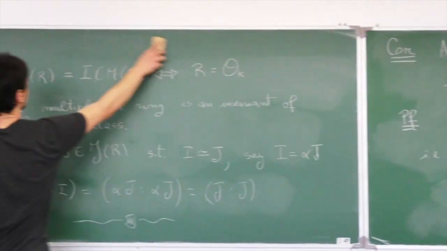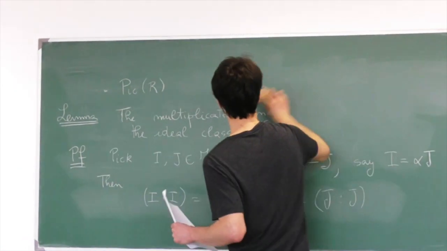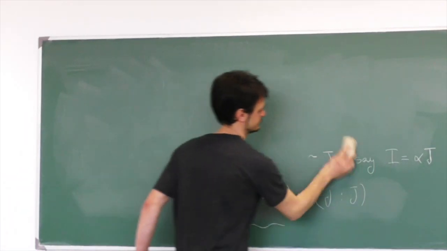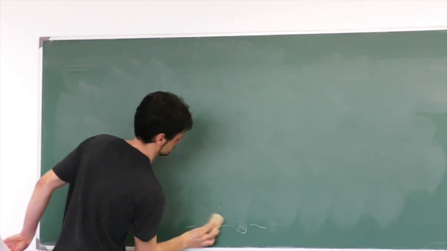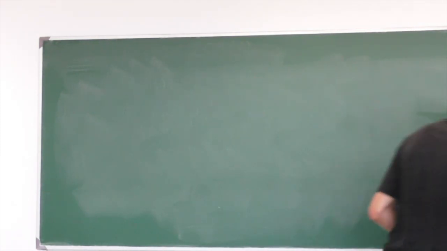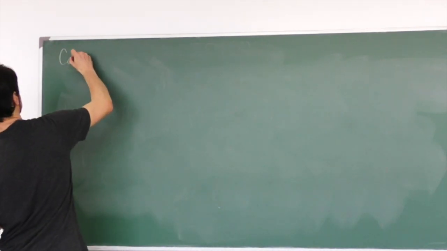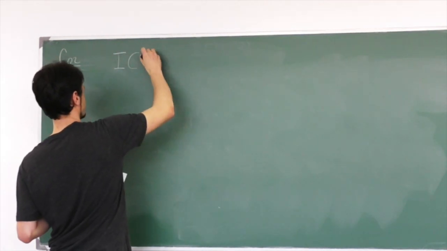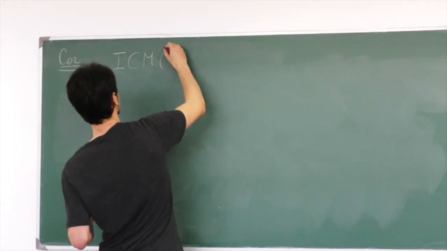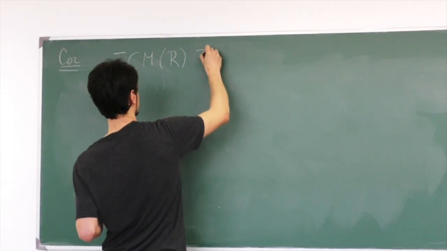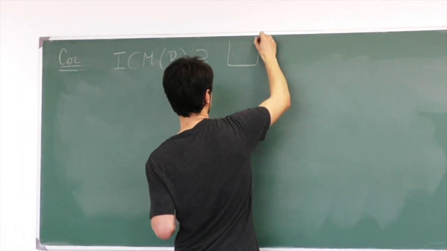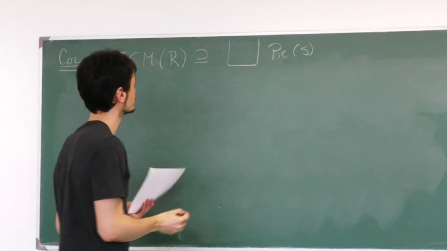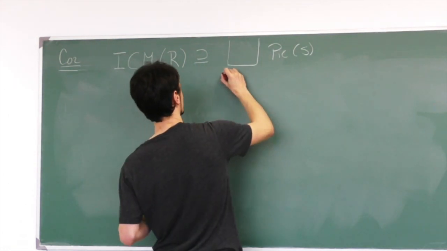Now, let me give you another consequence of this lemma in terms of ideal classes. So we have seen that the Picard group of an order is a subset of the ideal class monoid of R, but we can actually generalize this statement, and we get that the ideal class monoid contains the disjoint union of Pic of S, the Picard group of S, for S any overorder of R. So where the disjoint union is taken over the overorders of R.